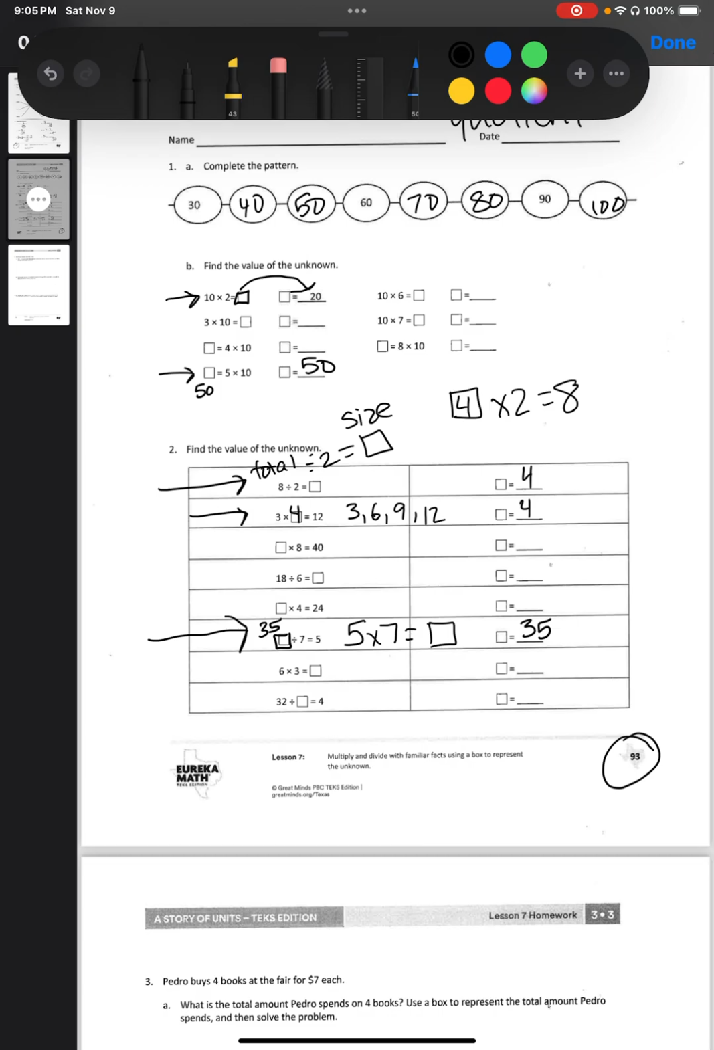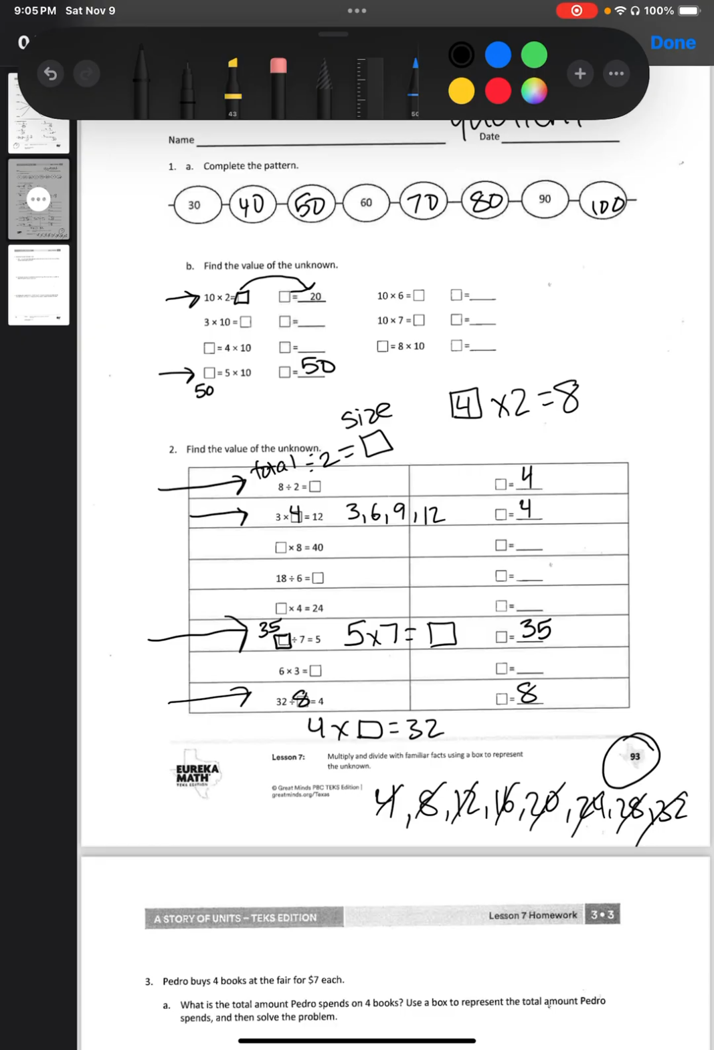Okay, just at the bottom, because it's another division problem, we can flip that into multiplication also. 4 times something equals 32. And if you don't know that fact yet, you can count by fours. 4, 8, 12, 16, 20, 24, 28, 32, and see how many fours it took you to get to 32. 1, 2, 3, 4, 5, 6, 7, 8. So our answer here would be 8.